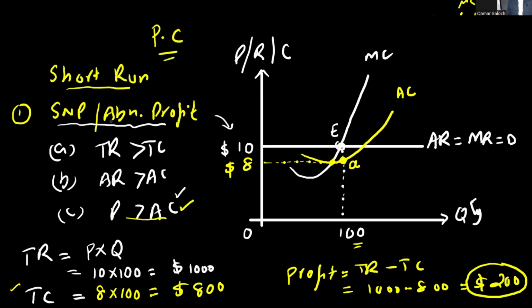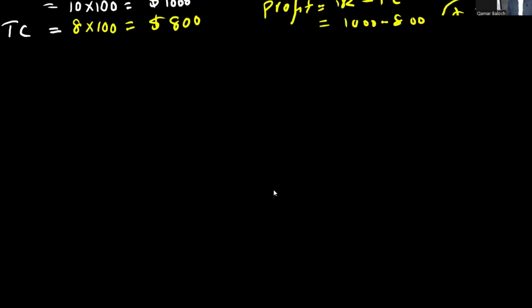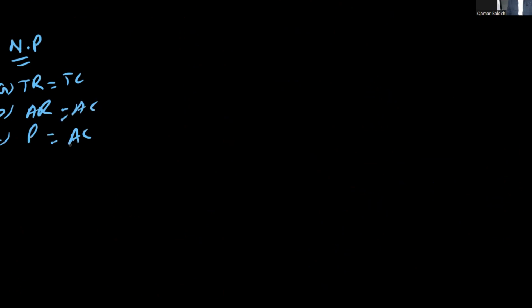Now moving to the normal profit, right? So first of all, we will look into the conditions of normal profit. Normal profit is earned by the firm in perfectly competitive market or any other market structure. Normal profit is earned when following conditions are satisfied, that is, total revenue should be equal to total cost, average revenue should be equal to average cost, and price should be equal to average cost. If these conditions are satisfied, then firm will earn normal profit.